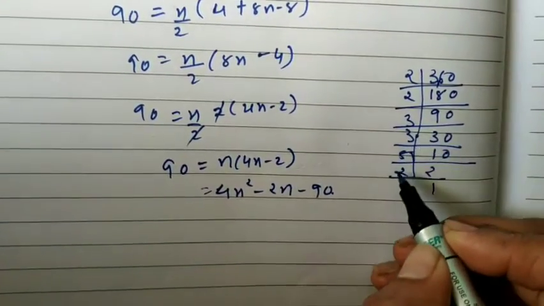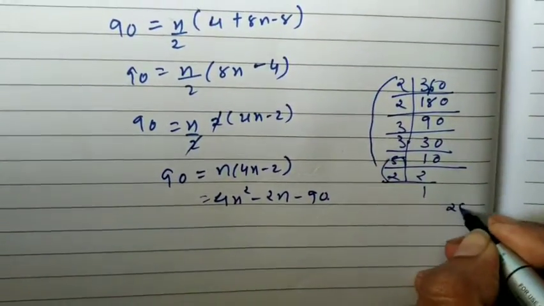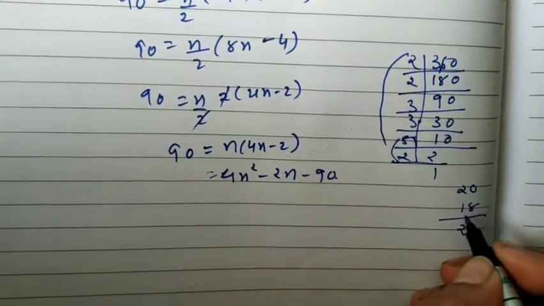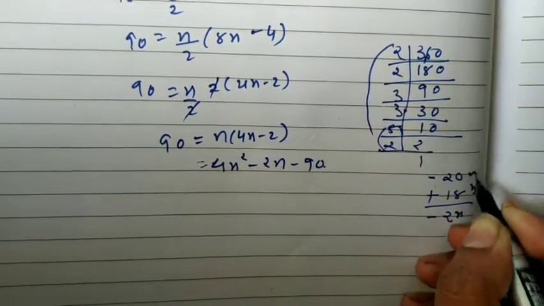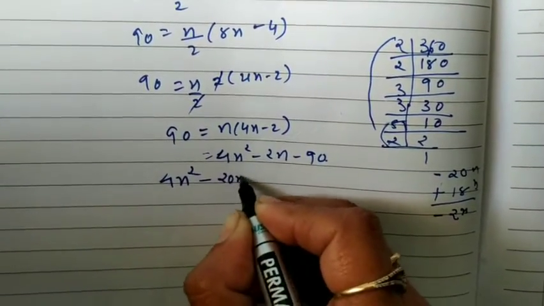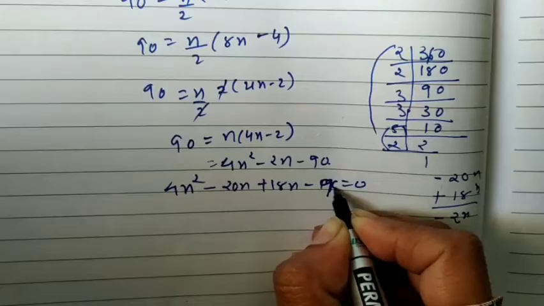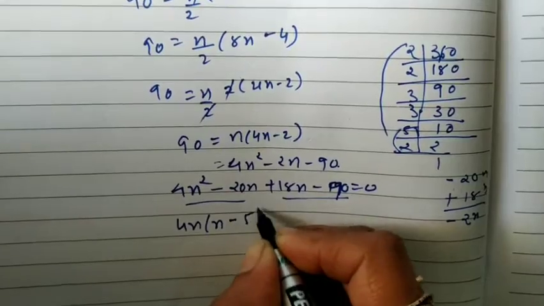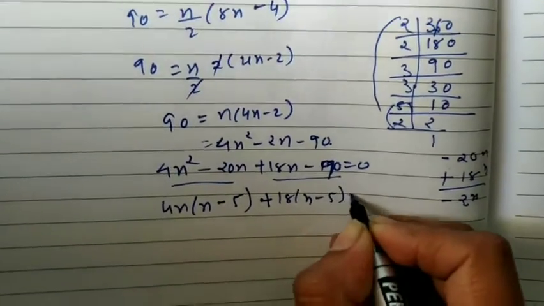So here we have one combination. 5 2s are 10, and 2s are 20. And another is 3 3s are 9, 2s are 18. So if we subtract, we get 2 there. But we have to take care of the sign. We will take 20 as plus and 18 as minus. So now in place of the 2n we can write minus 20n plus 18n minus 90 is equal to 0. Here let us take 4n common, so here will remain n minus 5. Here we will take plus 18 common, so here will remain n minus 5, and that is equal to 0.